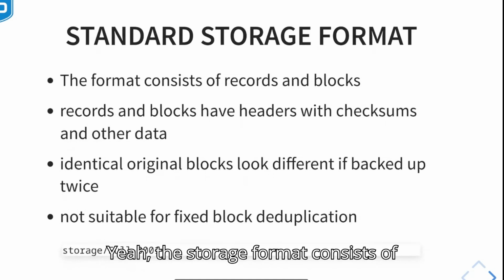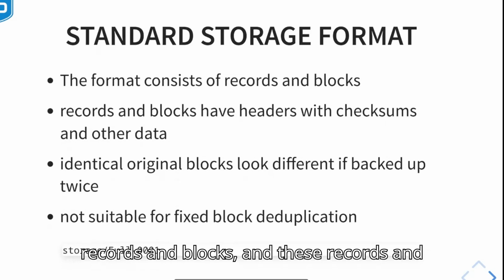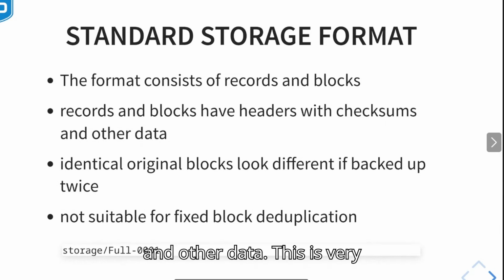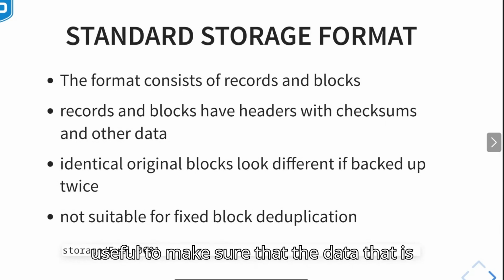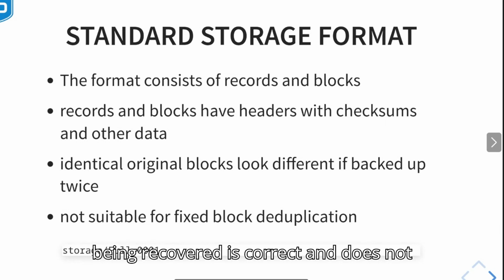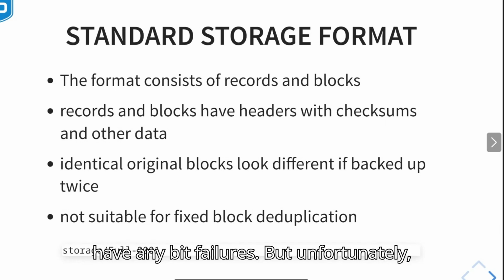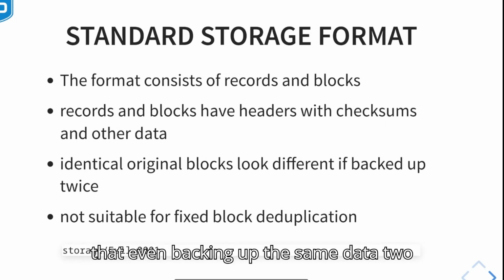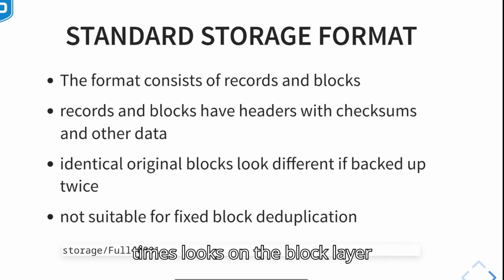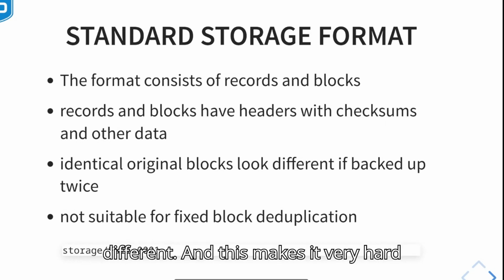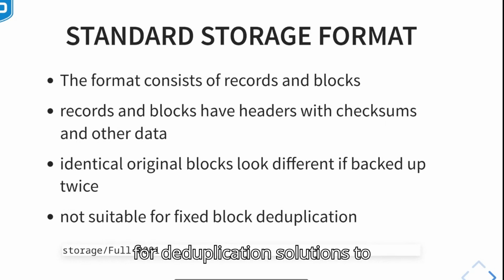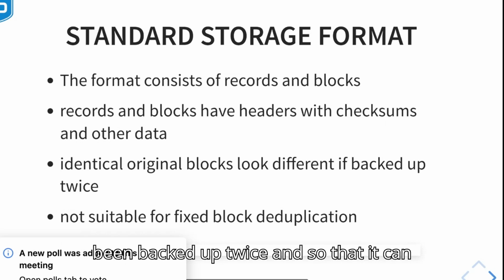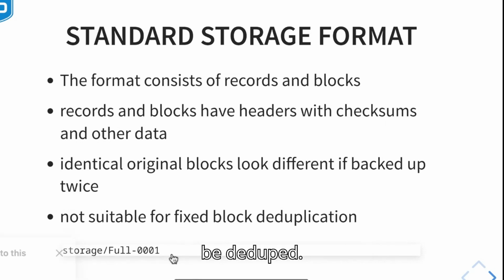Yeah, the storage format consists of records and blocks, and these records and blocks have headers, including checksums and other data. This is very useful to make sure that the data that is being recovered is correct and does not have any bit failures. But unfortunately, this also leads to the fact that even backing up the same data 2 times looks on the block layer different. And this makes it very hard for deduplication solutions to understand that the same data has been backed up twice, and so that it can be deduped.